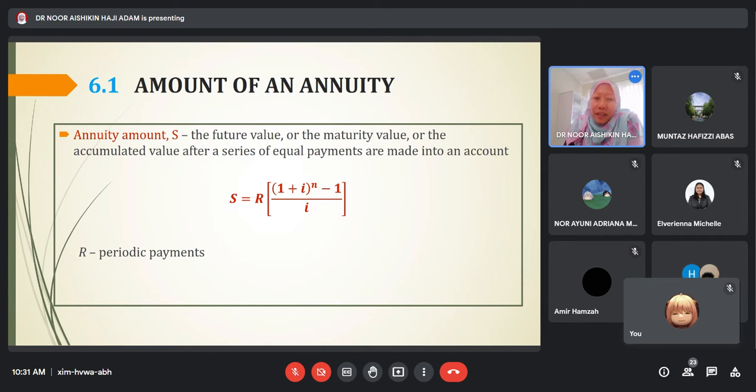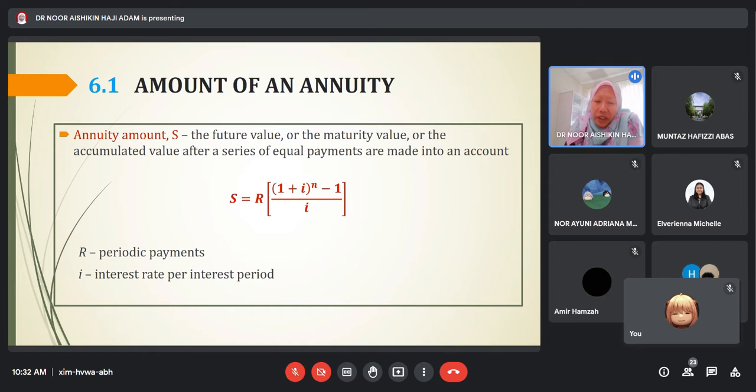Okay, what is R? As I said before, that refers to the periodic payments, the amount of money that you pay off monthly, semi-annually, quarterly, and so on. Or the amount of money that you invest monthly, semi-annually, quarterly and so on. Kalau investment biasa orang buat monthly kan. Tapi ada je annually, tengok soalan lah. So that is R, periodic payments.